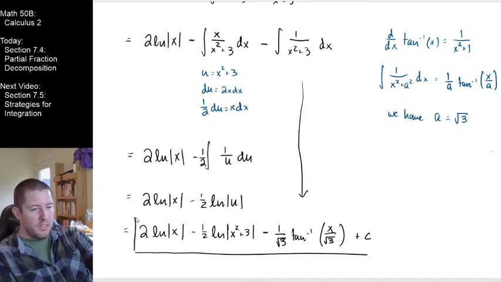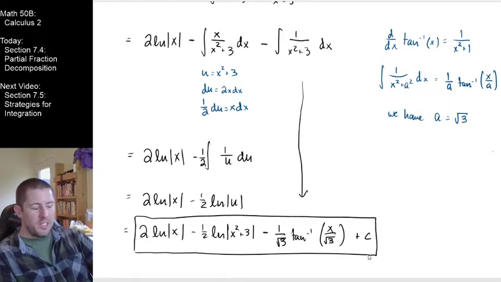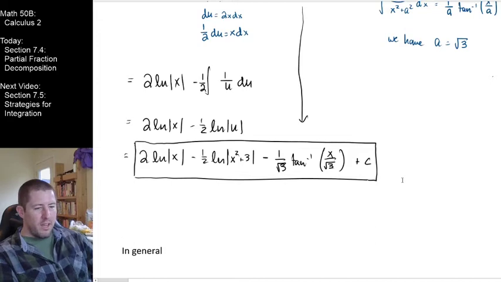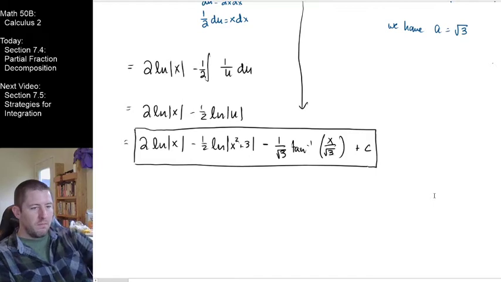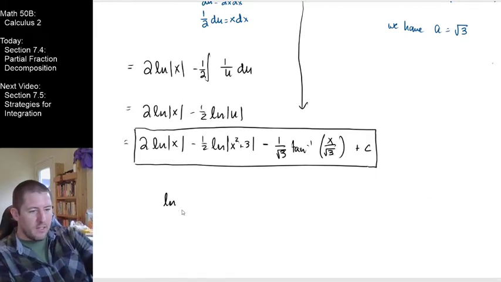Nothing else we can really do to simplify this any further, unless you really wanted to combine some natural log terms, which I don't. Combining these natural log terms, we'd be getting natural log of x squared over the square root of x plus 3. That's technically possible. What would this look like? This would look like a natural log of, 2 would be the power on x, so we'd get an x squared, over 1/2 being a power like a square root. So that could be an x squared plus 3 under a square root, something like that. Minus our 1 over root 3 tan inverse.